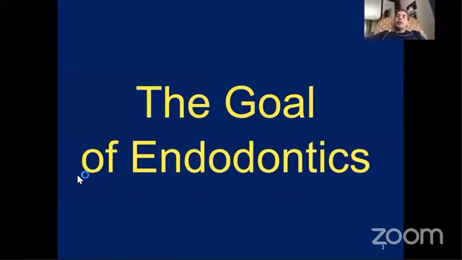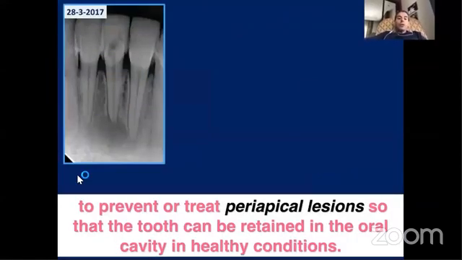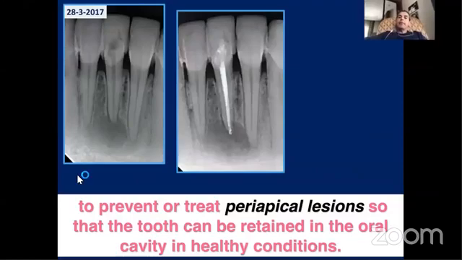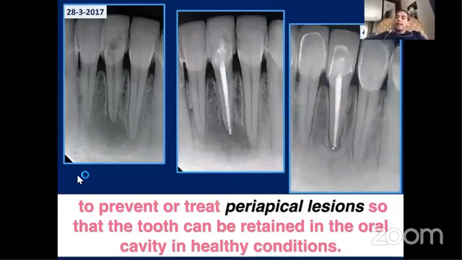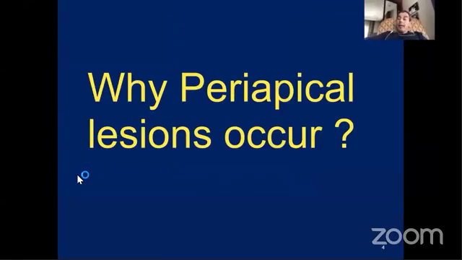Let me remind you of the goal of endodontics. The main goal of endodontics is to prevent or treat periapical lesions so that the tooth can be retained in the oral cavity in healthy condition. So we hope that after treating a periapical lesion, it will disappear and the tooth will go back to its function. But what is a periapical lesion and why does it occur?